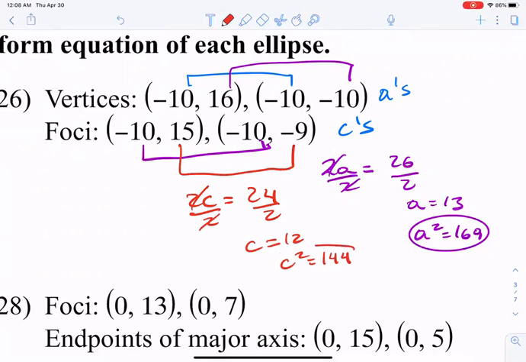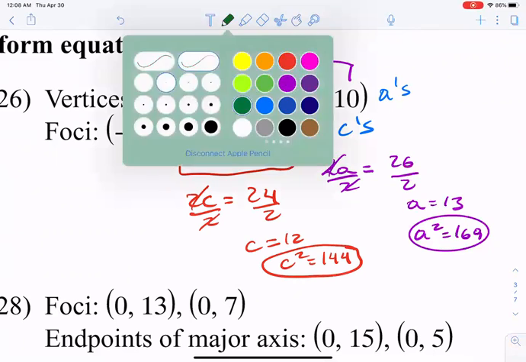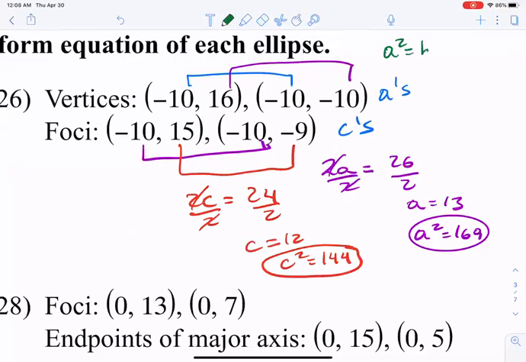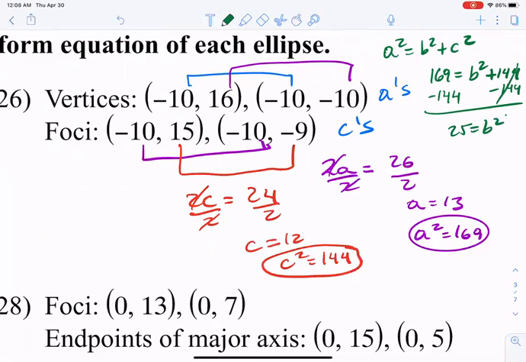And you might say, why do I need C squared? Well, you need to find out what B is, remember? So now we need to find out what B is. So this is A squared equals B squared plus C squared. So what's A squared? 169. B squared, I don't know what it is. That's what I'm looking for. C squared is 144. If you subtract that from both sides, you get 25, right? So 25 is B squared. And I don't need to solve for B because I need B squared.